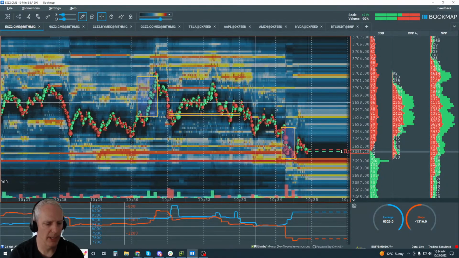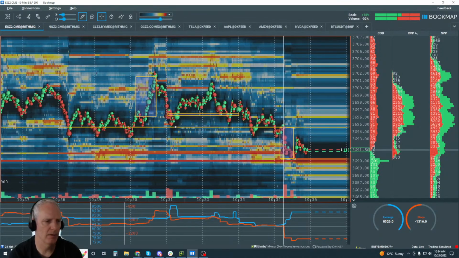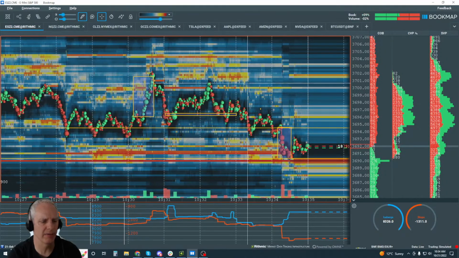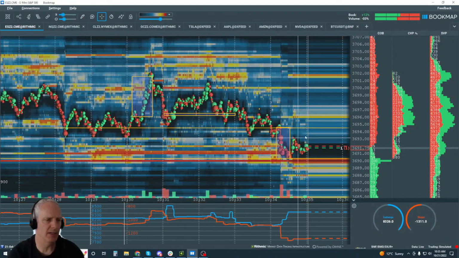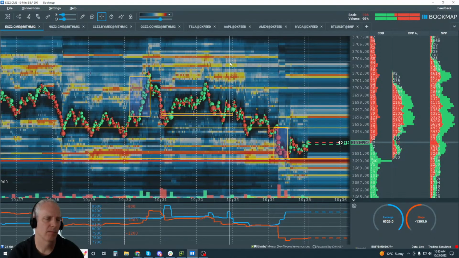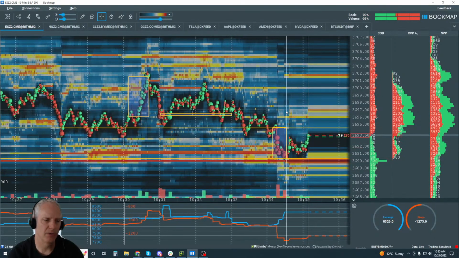Okay, we can mark up lines on that too. Now it gets a little dicey in here because of the ranges, like I was saying, but sellers are in control in this time frame here. Okay, now let's go through the scenarios.